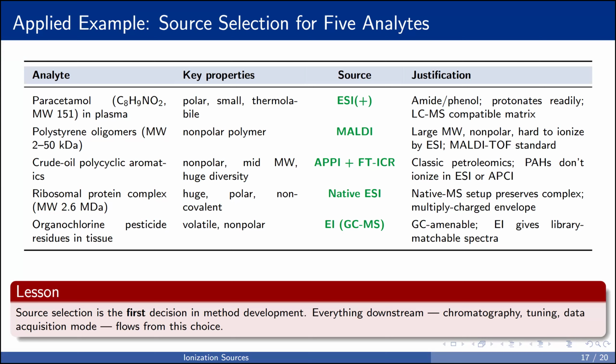Notice how each choice flows from the analyte properties. You don't pick ESI because it's fashionable, you pick it because the molecule is polar and ionizable. Source selection is always the first decision in method development, and getting it right is half the battle.